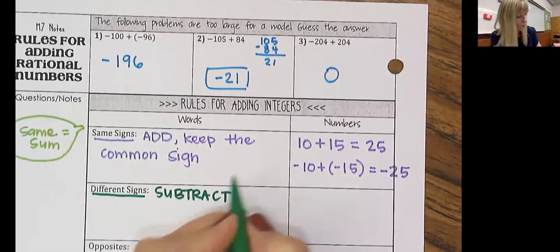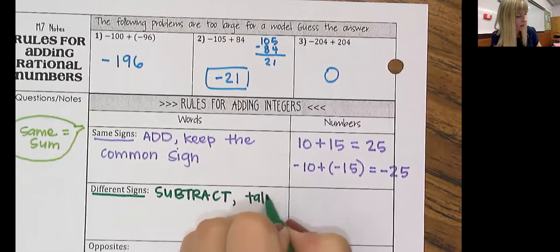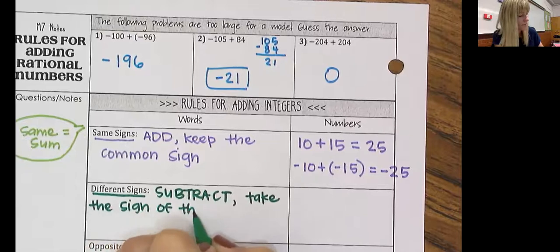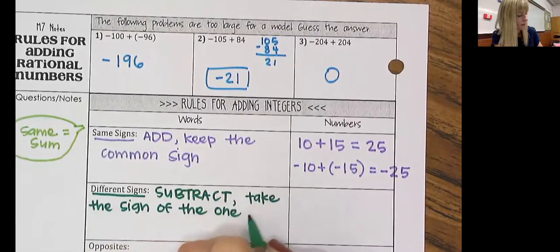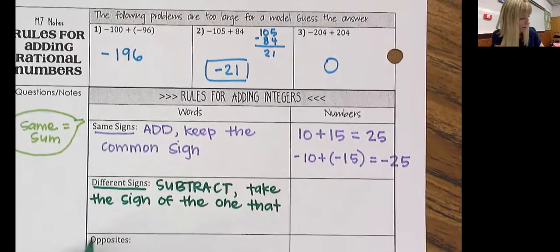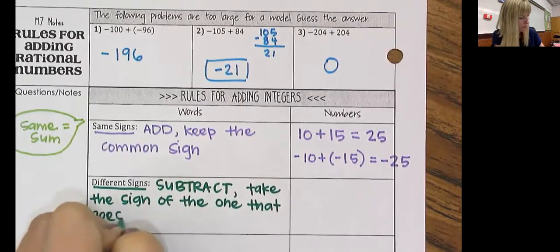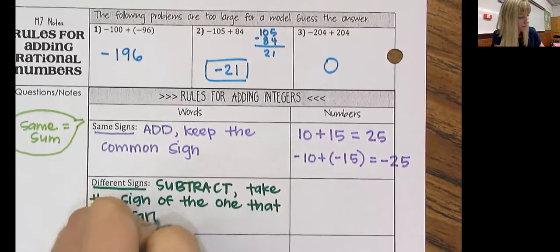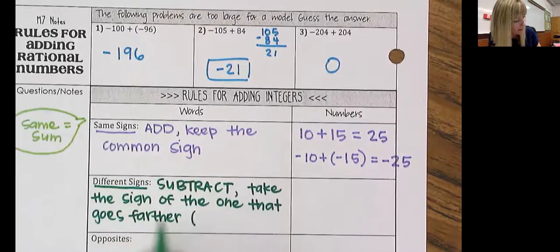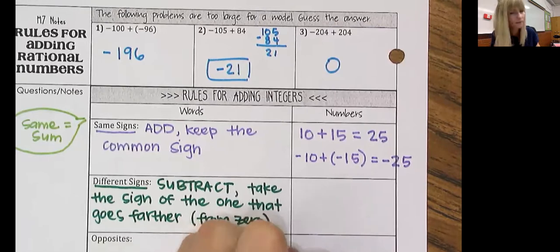You ready? We are going to then take the sign of the one that, still with me? Take the sign of the one that goes farther. And I'm going to put in parentheses because that's what I say out loud all the time. I say subtract, take the sign of the one that goes farther. But I'm going to put in parentheses that means farther from 0. I don't always say that whole part, so you can remember that.